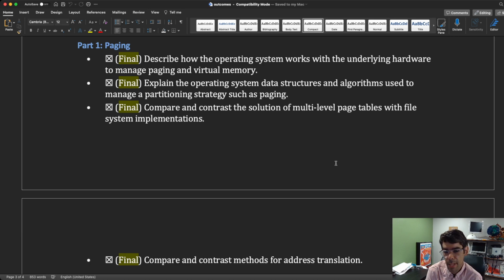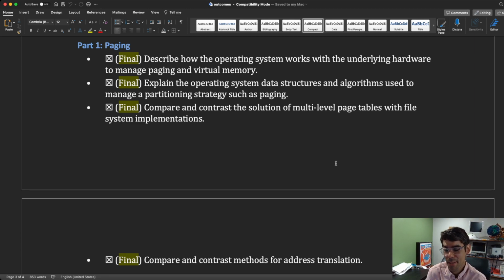Explain the operating system data structures and algorithms used to manage a partitioning strategy, such as paging. In this one, what we're talking about is the linear page table. So what kind of data structures are there to be used for implementing a page table? And this kind of looks like a page table. That's kind of what I'm looking for you to be able to tell me.